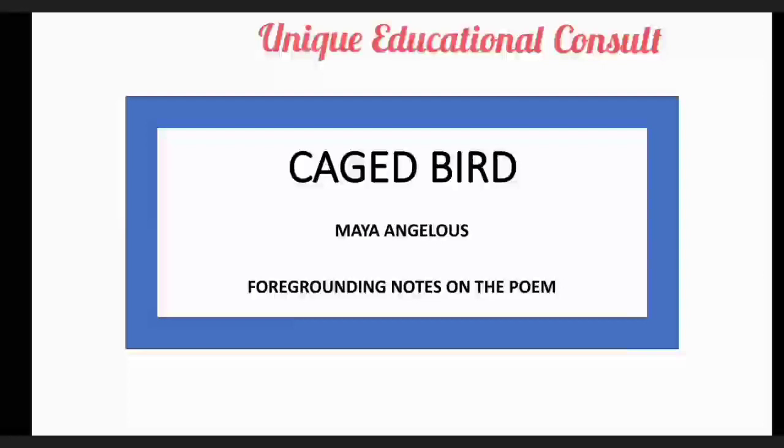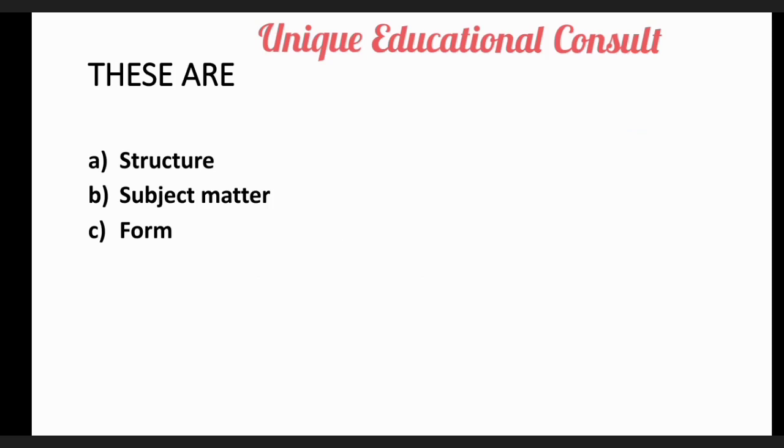And in the lesson today, we want to look at parts of the poem that we started, and that was Caged Bird by Maya Angelou. We have looked at the background of the poem and of the poet. So today we want to briefly discuss the foregrounding notes on the poem. Under this, we are going to look at the structure of the poem, the subject matter of the poem, and the form of the poem.